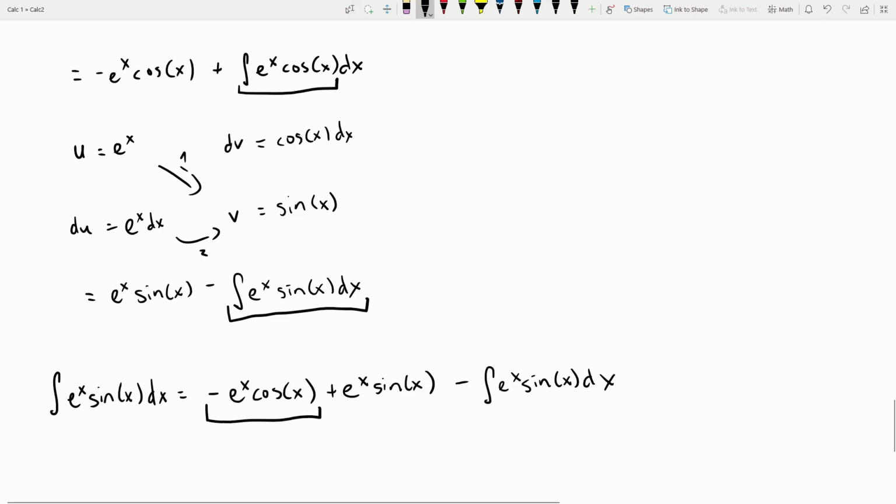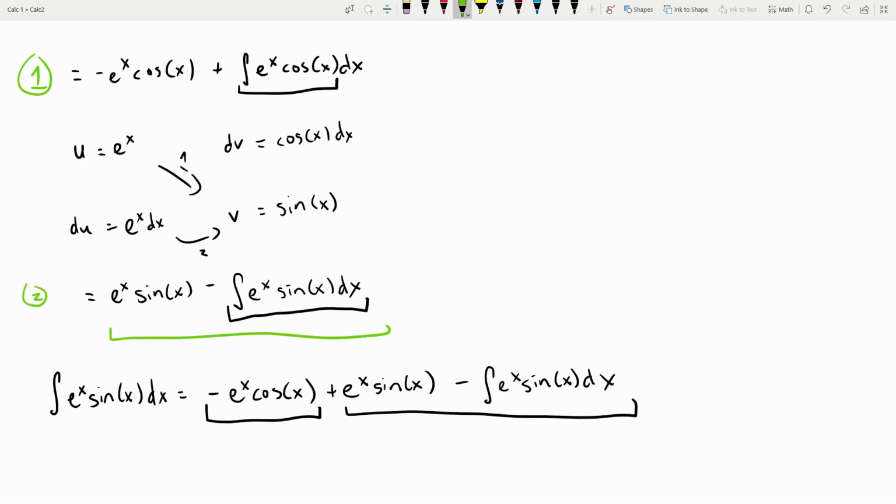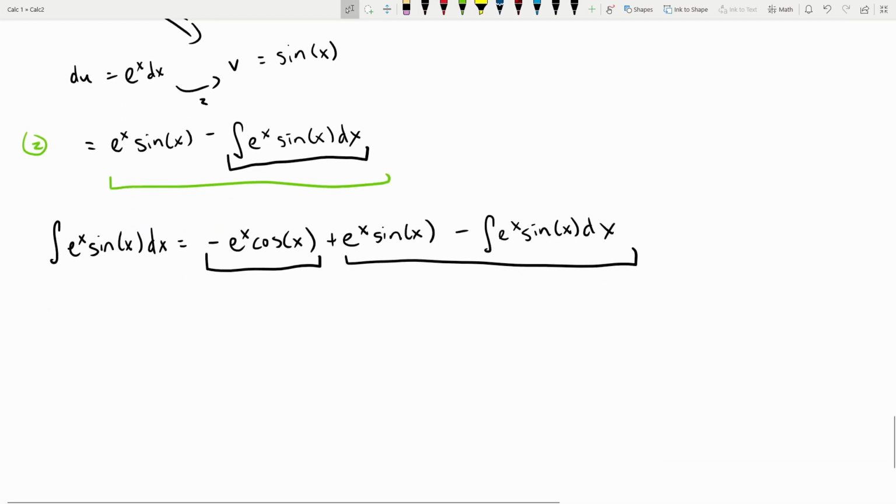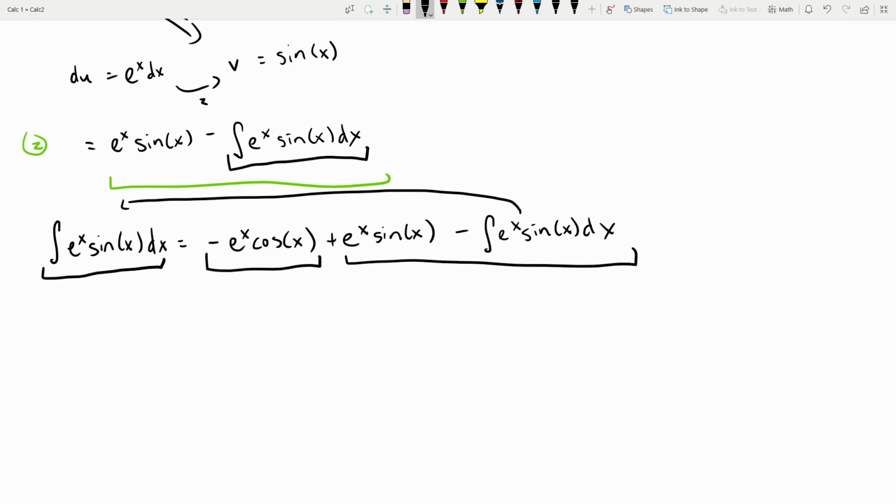This e to the x comes in from the first set of integration by parts that we did over here. This next part right here, all of this, is from the second integration by parts that we did, which was over here. So we're at this equation, and it's pretty easy to see how we can solve it now, right? We're trying to solve for this integral, and we have it on both sides. All we got to do is bring this integral over to this side, and then we're going to get our answer. So if we bring it over, we're going to get 2 times the integral of e to the x sine x dx.